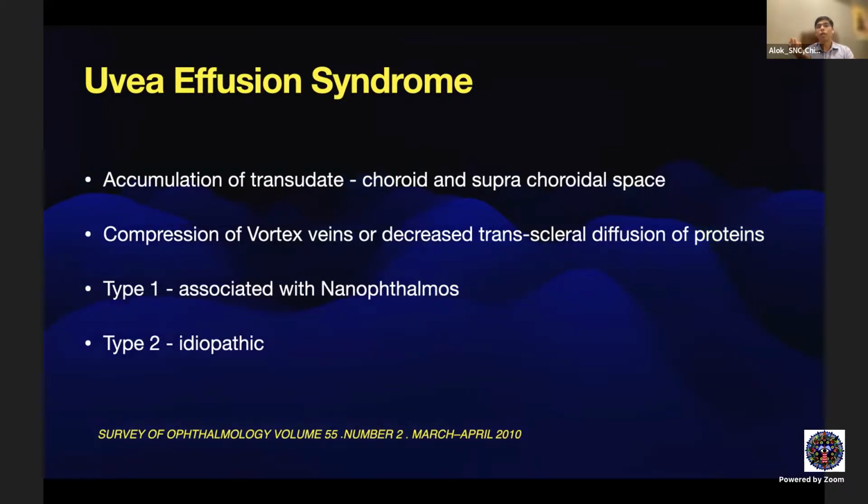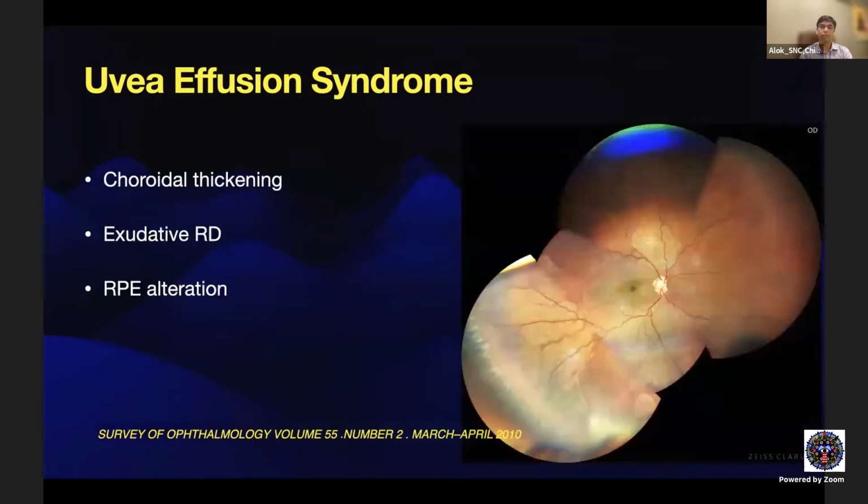Now, uveal effusion syndrome is basically collection of transudate in the choroid and the suprachoroidal space, and sometimes in the subretinal space, leading to exudative retinal detachments. Now, this is primarily due to compression of the vortex vein because of a thickened sclera or an abnormal sclera. And there are two types, one associated with nanophthalmos, and type 2 is idiopathic.